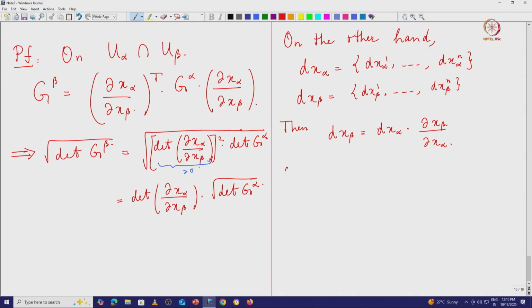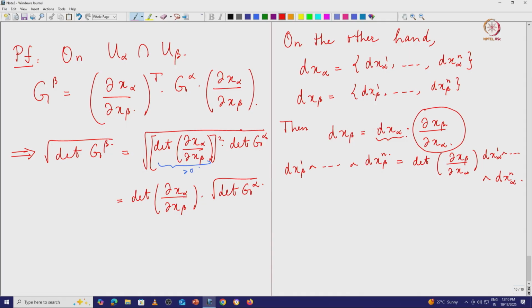Okay, so now if you take the wedge product, it will be the determinant of this matrix times the wedge product involving the basis vectors here. So that will be the determinant of del x beta by del x alpha times dx alpha 1 up to dx alpha n. Okay, so now you put all of these together.